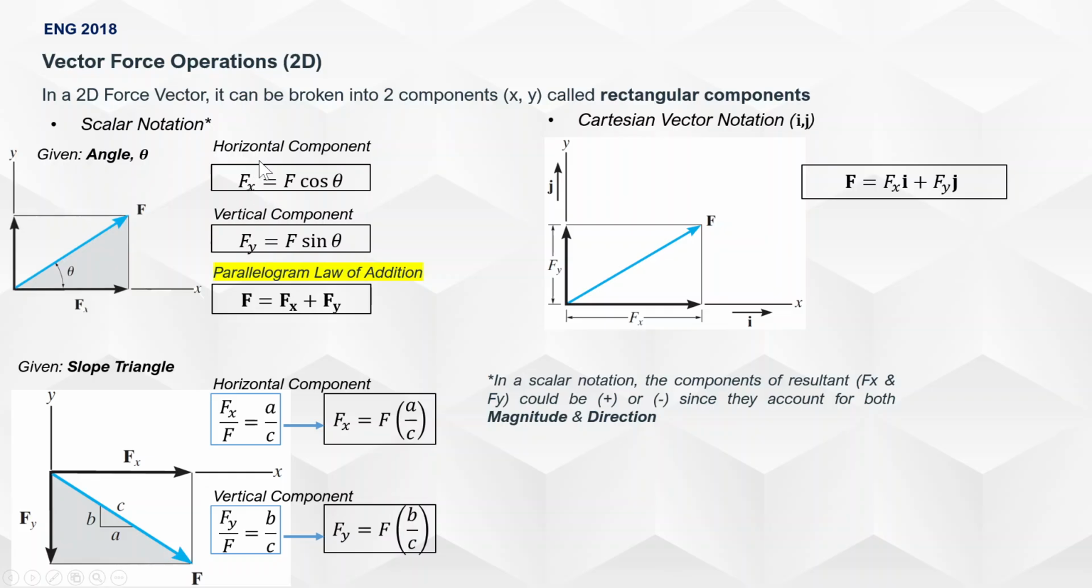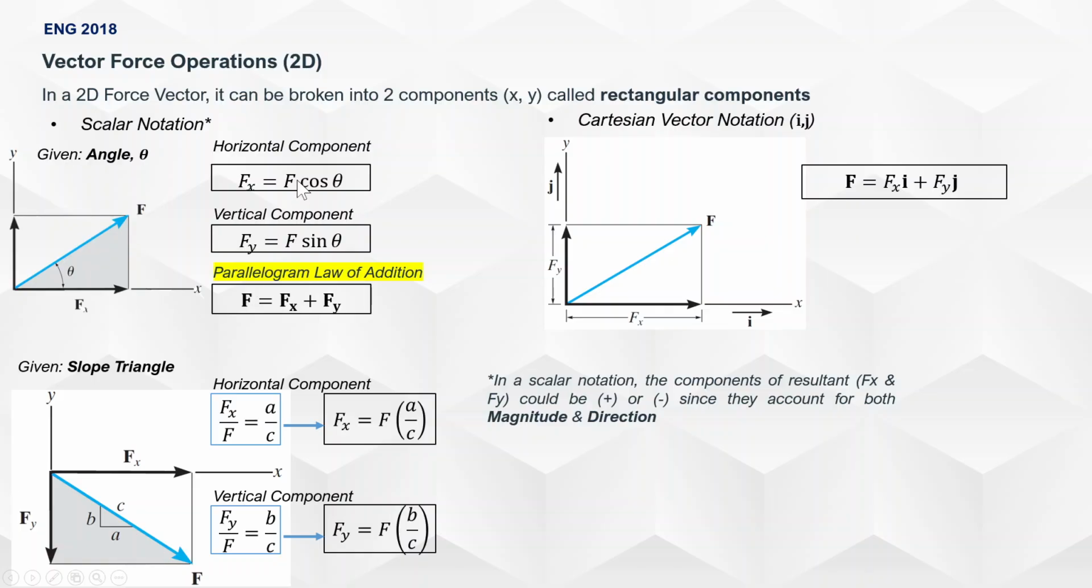F of x is the horizontal component. In this case, using trigonometric functions and the Pythagorean theorem, f of x equals f cosine theta, and then fy is simply f sine theta. And if you can see it, you can use the parallelogram law of addition, where the force vector f is simply the summation of its x and y vector components.